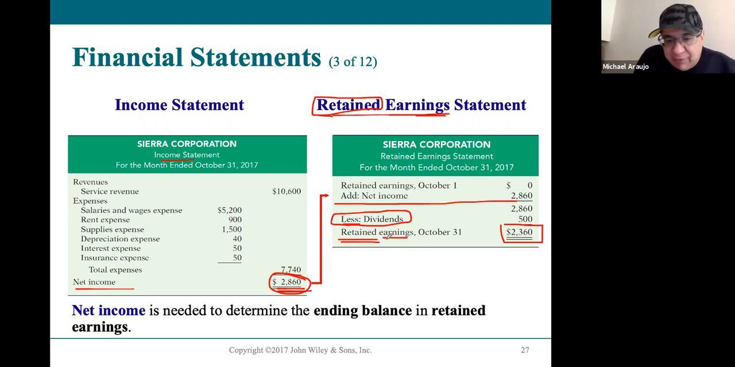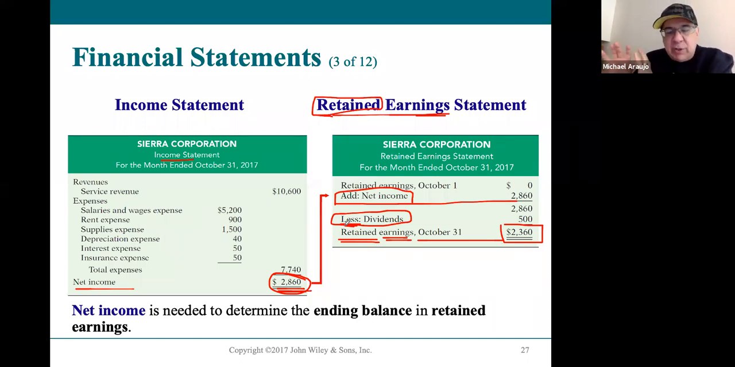Earnings is profit or net income. So the amount of the net income that is being retained, the amount of the profit that's being kept in the company, is the difference between what it earned that month, which in this case is the net income, less the dividends, the amount of it that went to the owner's personal pockets.